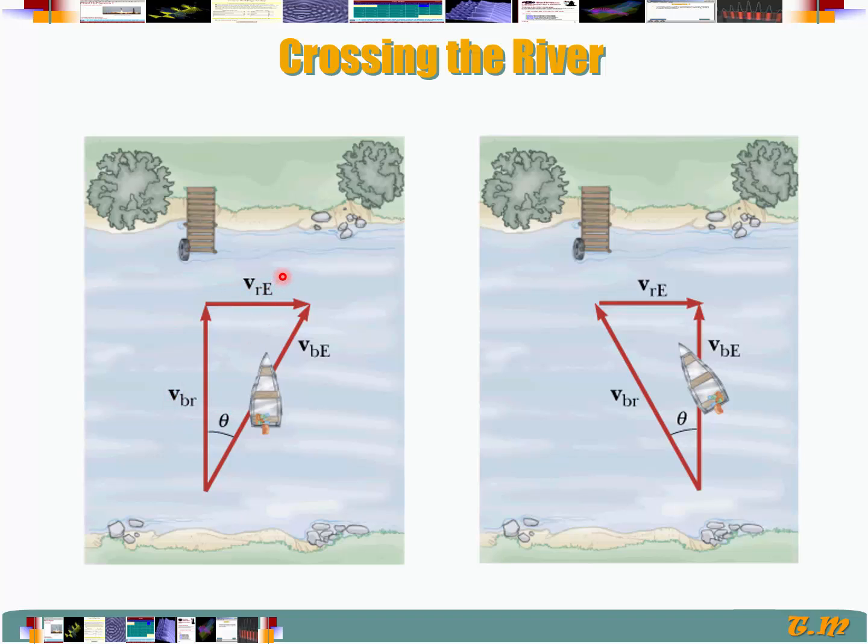V river relative to the earth or shore. V boat relative to the earth or shore. That's the way we should express them. Okay, here are two examples.